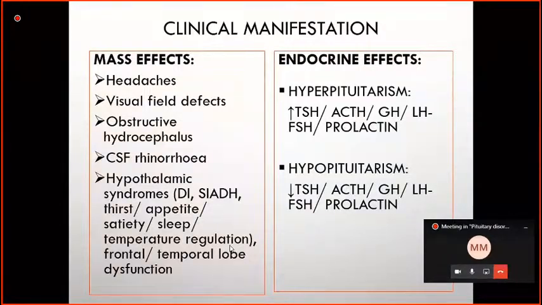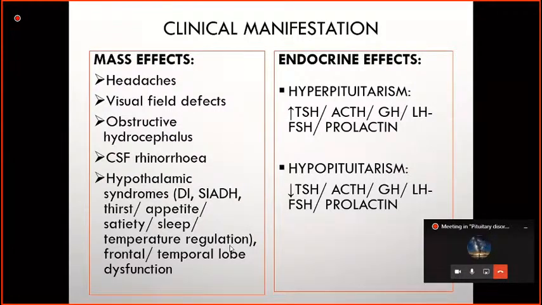Okay, so it depends on the size, and the structures related to it. The signs and symptoms of the mass effect of a pituitary lesion include headaches, visual defects, hydrocephalus, okay, rhinorrhea. What is rhinorrhea? CSF leakage through your nasal cavity. Rhinorrhea just means fluid coming out from your nose. So in this case we have CSF rhinorrhea, where the CSF is coming out from the nose.